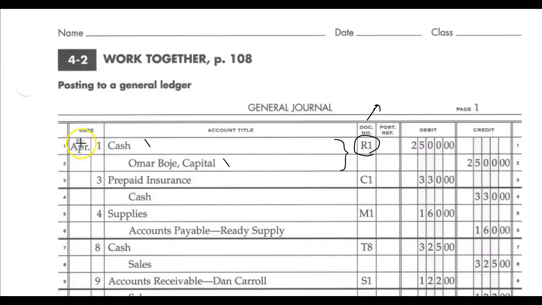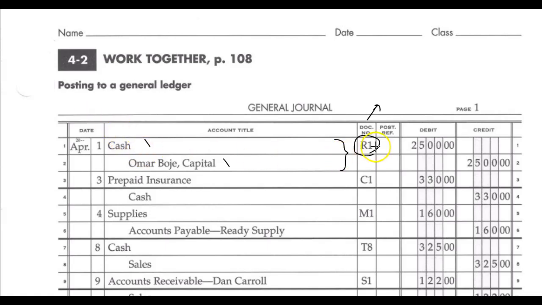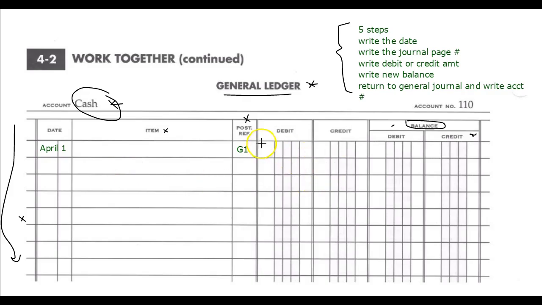Now, we look back at this. Cash. Are we in the cash? Yes, we are. Great. Cash, what happened? $2,500 debit. Okay. So now what we're going to do is we are going to post that amount into the debit. That shows that we have $2,500 in the debit.